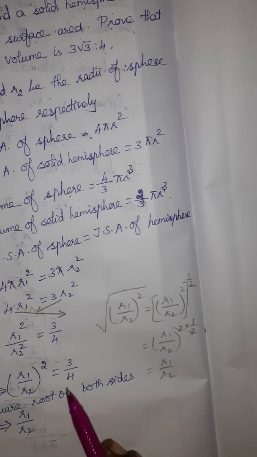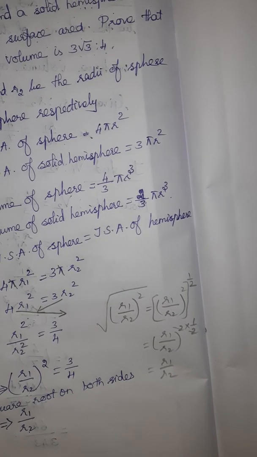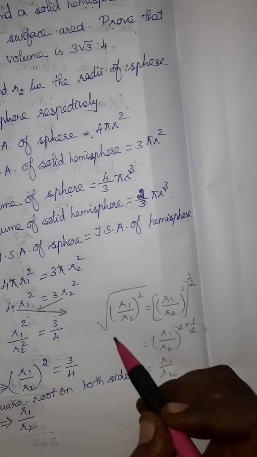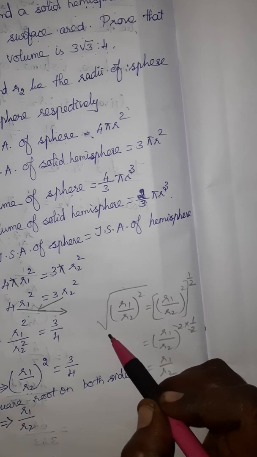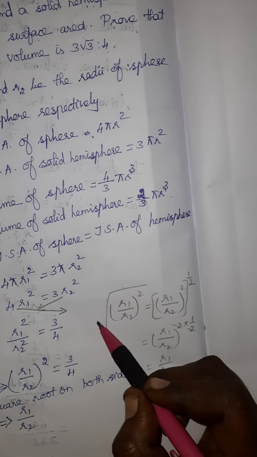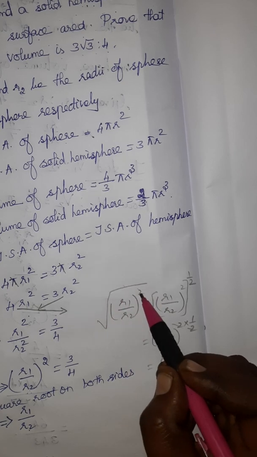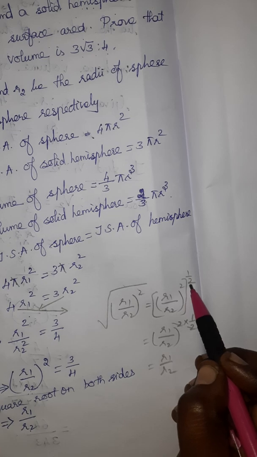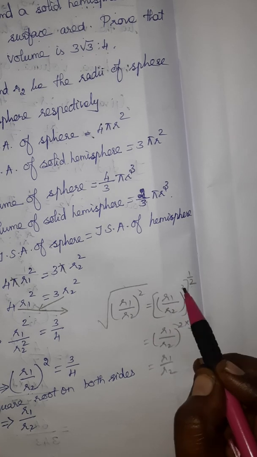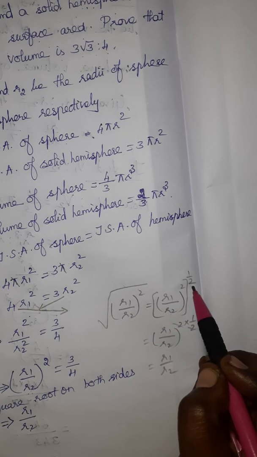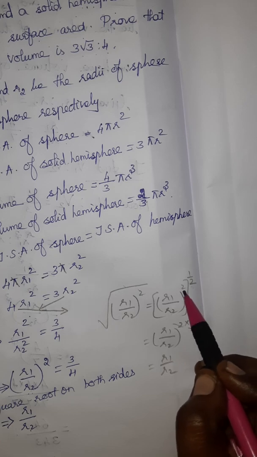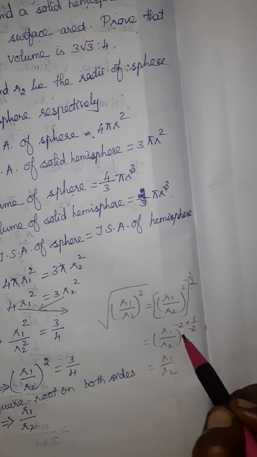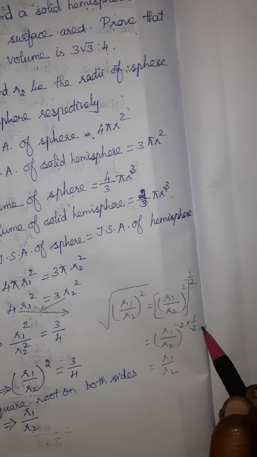Like the same, you can do on the right side also. Here I explain this again. Taking square root on both sides, on the left side we took the square root of r1 by r2 the whole square. Square root means power 1 by 2, so we write r1 by r2 the whole square, the whole power 1 by 2. This is in the form a power m, the whole power n, so we can use the power rule.